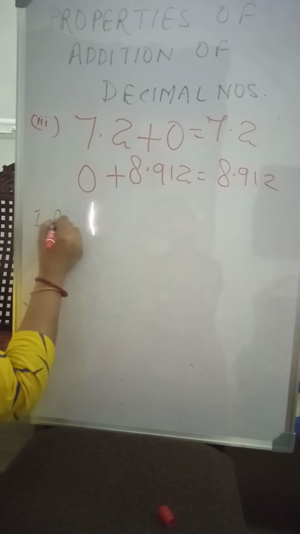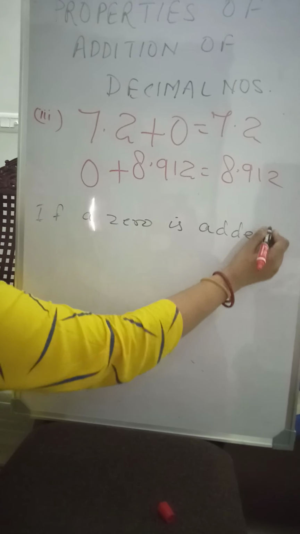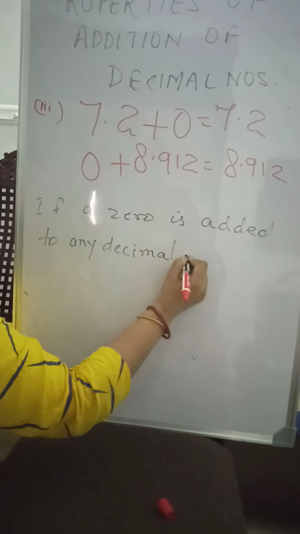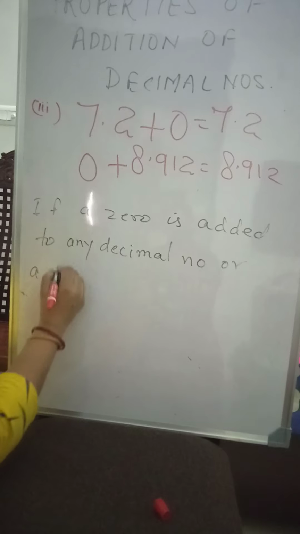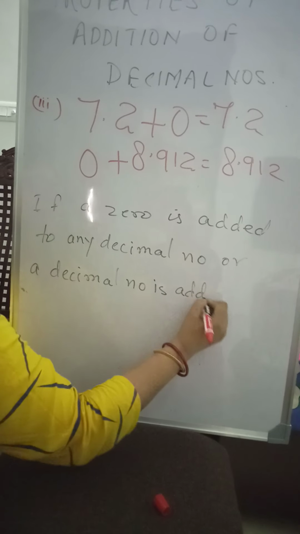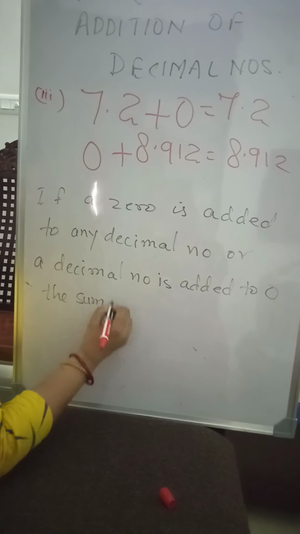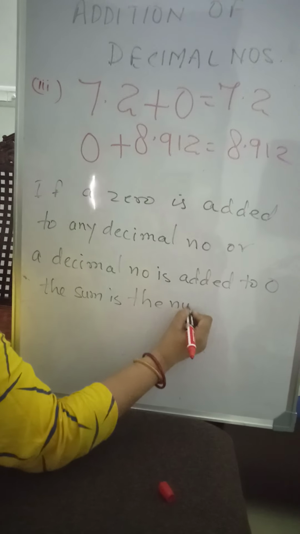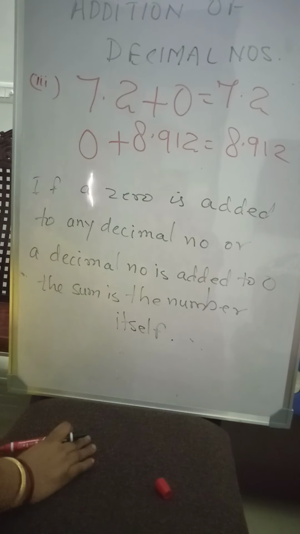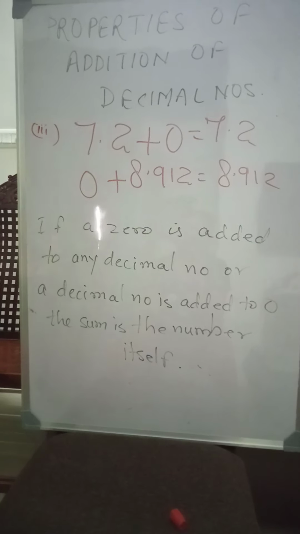So if 0 is added to any decimal number or a decimal number is added to 0, the sum is the number itself. Right? So this is the third property. So children, I am going to clarify with a few examples from your worksheet.